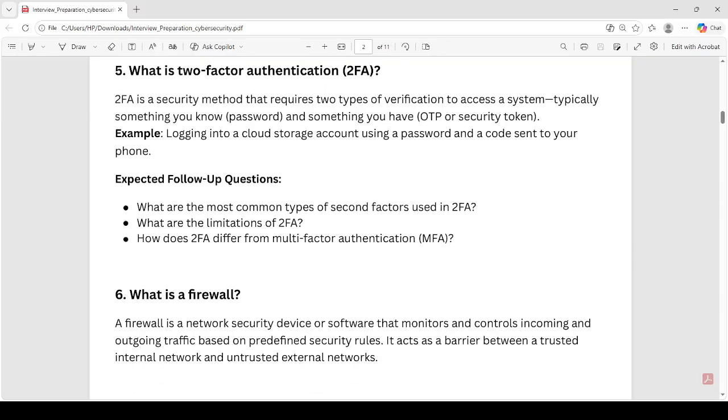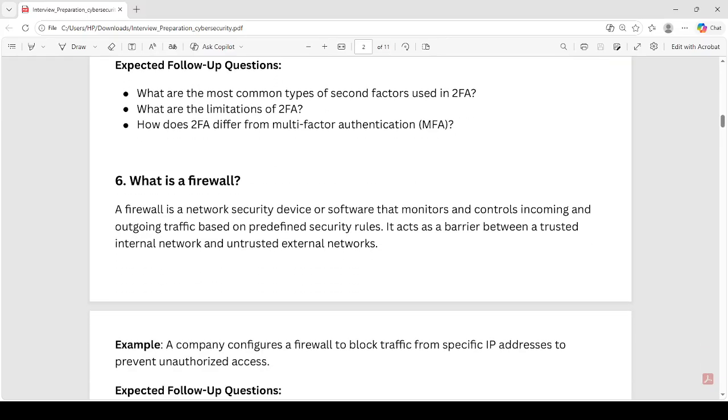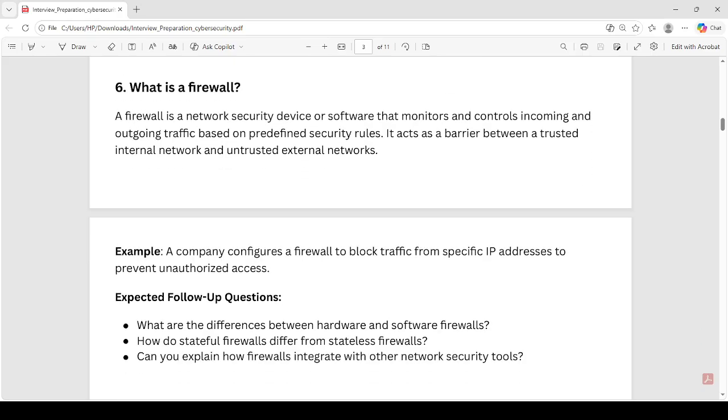Question number 6: what is a firewall? A firewall is a network security device or software that monitors and controls incoming and outgoing traffic based on predefined security rules. It acts as a barrier between a trusted internal network and an untrusted external network, that is the internet. Example: a company configures a firewall to block traffic from a specific IP address to prevent unauthorized access.